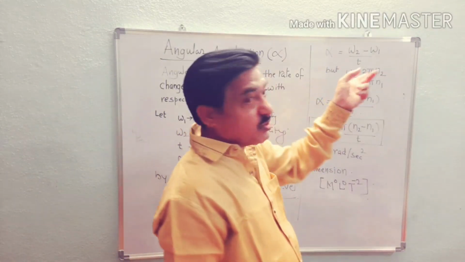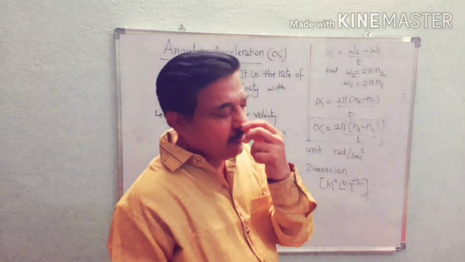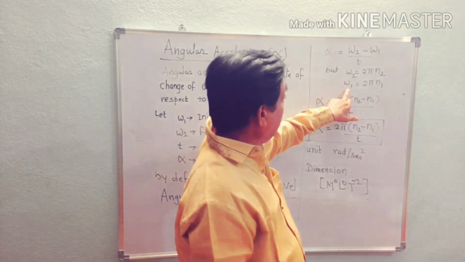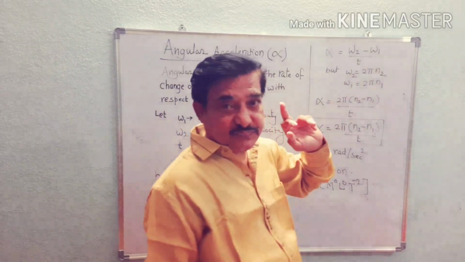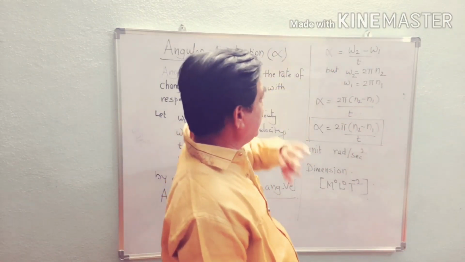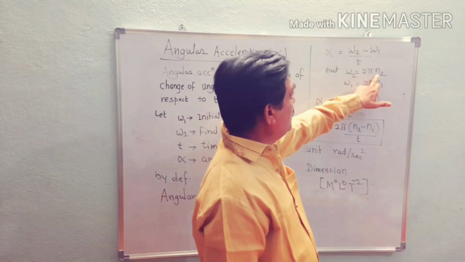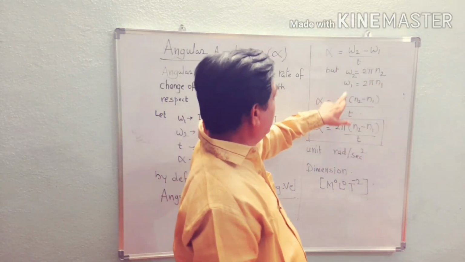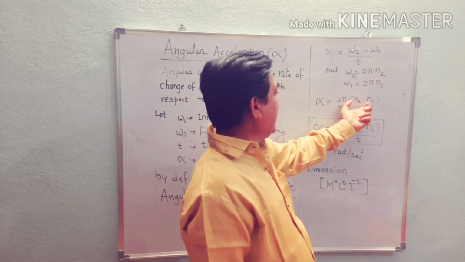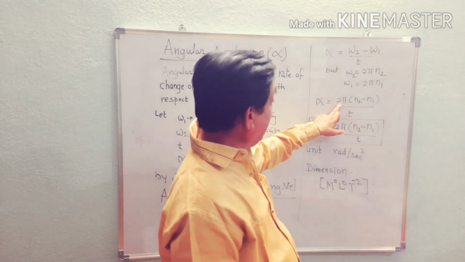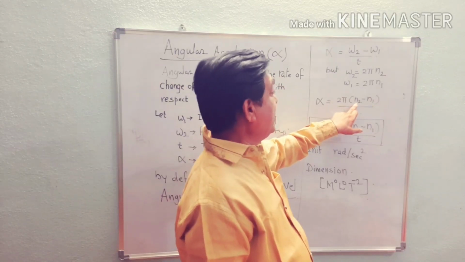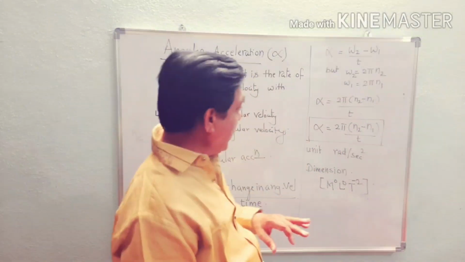But omega is equal to 2 pi n. So omega 2 is equal to 2 pi n2 and omega 1 is equal to 2 pi n1. Substitute these values of omega 2 and omega 1 in the above equation. After substituting and taking a common 2 pi, the equation will be alpha is equal to 2 pi in the bracket n2 minus n1 upon t.